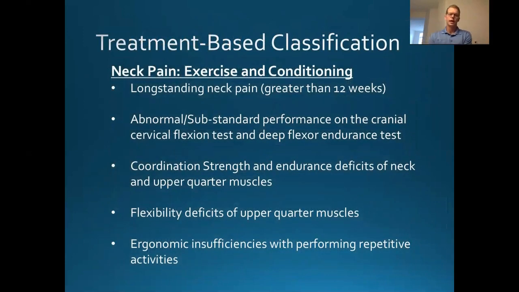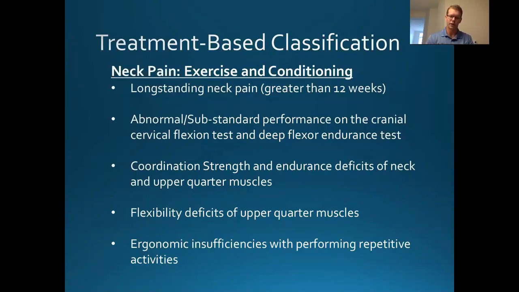Getting close to the end here. So neck pain, also using the TBC, people can fall into the exercise and conditioning category. With this, it's going to be more long-standing neck pain, so symptoms greater than 12 weeks now. That's different, as you remember, due to the neck pain and mobility deficits, which was less than 12 weeks. So here we have neck pain greater than 12 weeks, abnormal or poor performance on the CCFT test and the deep neck flexor endurance test. And so the CCFT is using a blood pressure cuff, and it just shows your ability to control your deep neck flexors. Both of those tests are going to have a substandard performance.